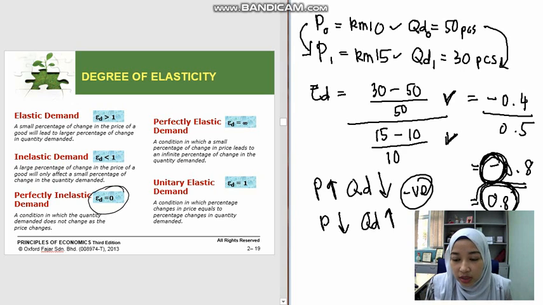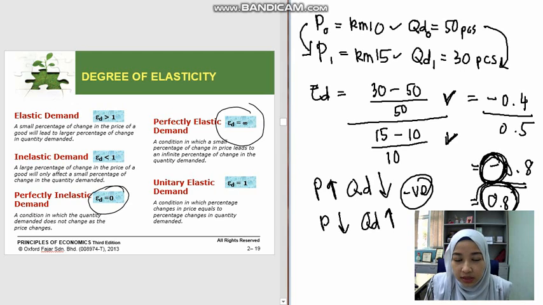There is no response at all in terms of the consumer's demand when there is a change in the price of that particular product. So demand will not change in this case. Okay, another case here is perfectly elastic demand. Perfectly elastic demand is a very rare situation. It is hard to explain this theory in reality.